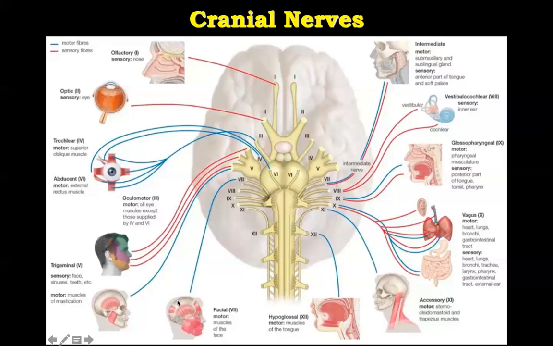Then we jump from the bottom here to up here to the vestibulocochlear nerve, cranial nerve 8, which is responsible for the sense of hearing and equilibrium in the inner ear. Cranial nerve 9 is glossopharyngeal, which has motor and sensory function. Cranial nerve 10 is the vagus nerve, that really big nerve that essentially is the parasympathetic nervous system. Cranial nerve 11 is the accessory or spinal accessory nerve, a motor nerve for muscles of the neck. And then cranial nerve 12 is hypoglossal, which is responsible for moving muscles of the tongue.